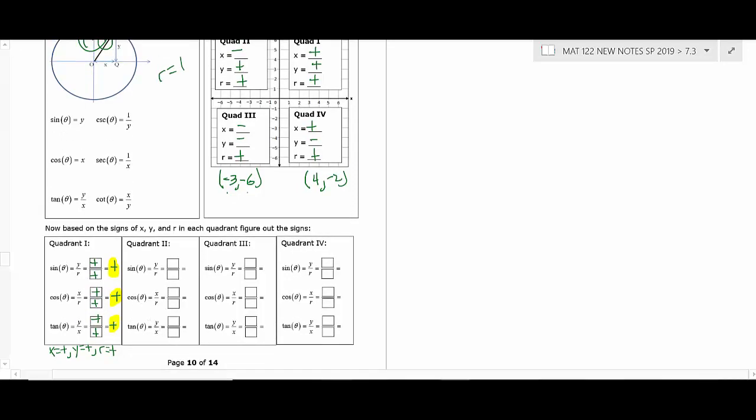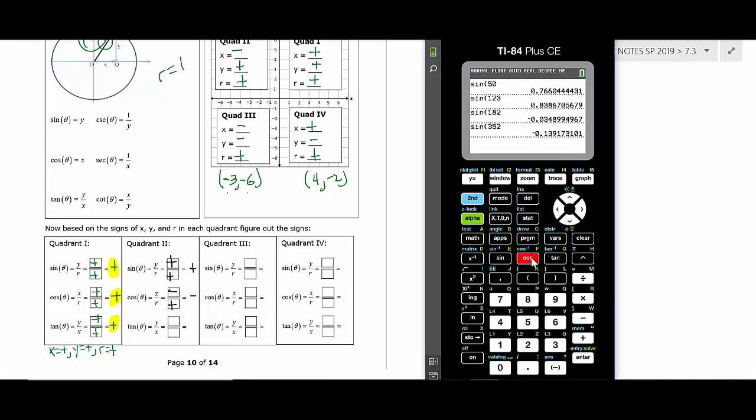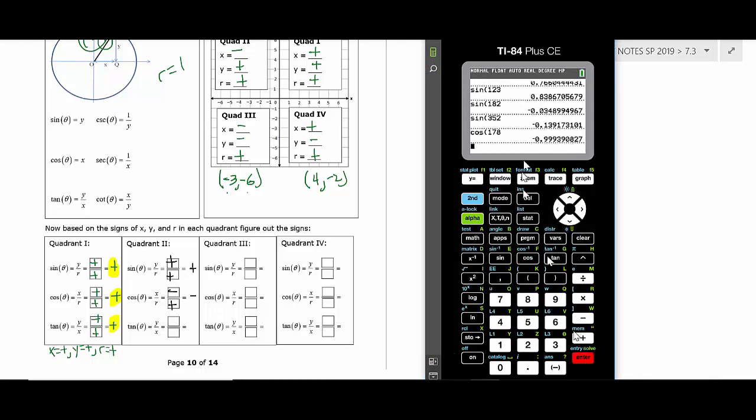Now if we go to quadrant 2, you can look at what we have here. Sine is y over r. In quadrant 2, y is positive. R is always positive. So a positive over a positive is a positive. Cosine is x over r, so you would have negative over positive, which takes on a negative value. Notice if I did cosine of, let's say, 178 degrees, that's quadrant 2, and I got a negative value. That's what I just showed you.